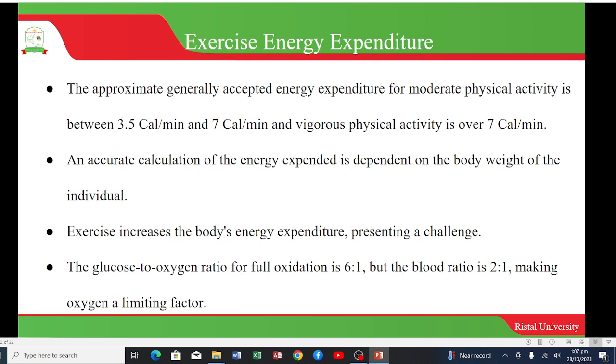So for accurate calculation of the energy expended, it's very important to calculate based on the body weight of an individual. Exercise generally increases the body's energy expenditure, and this presents a challenge. The glucose to oxygen ratio for full oxidation is 6:1, but the blood ratio is 2:1, and this makes oxygen a limiting factor.